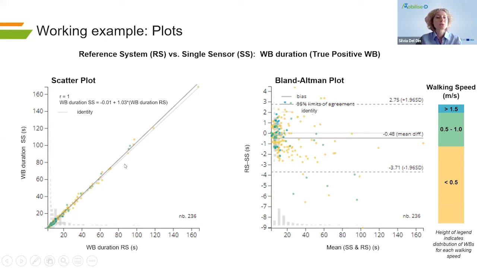In this case, we can also color to some extent each walking bout using other characteristics of the walking bouts. For example, we can look at the walking speed. So each walking bout will be colored by the walking speed that is related to it, and see whether errors, for example, or correlation are affected by it.